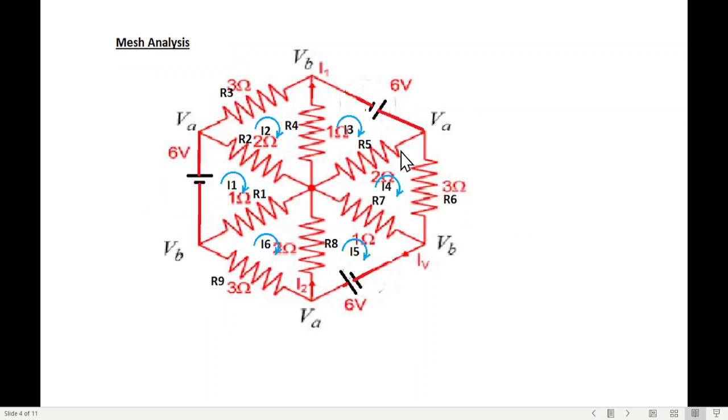The next option could be the mesh analysis. So we can draw the mesh currents, and this way the question can be solved, but it will become very, very tedious because we will have 6 currents through these 6 loops and we have to solve 6 equations to find these 3 currents. So this is also rejected. What is the other option?